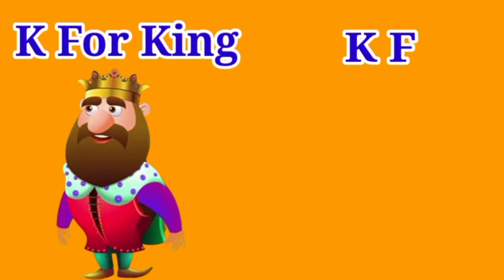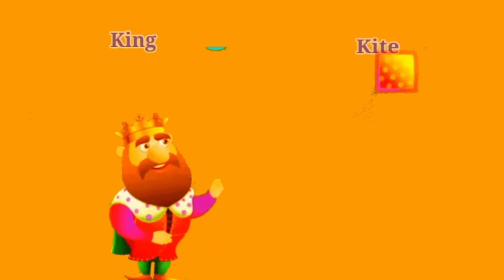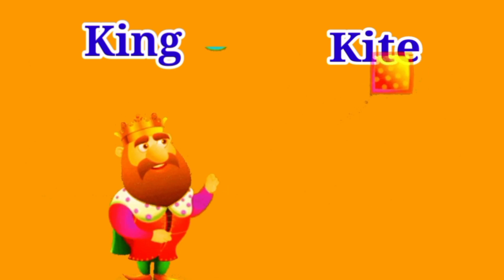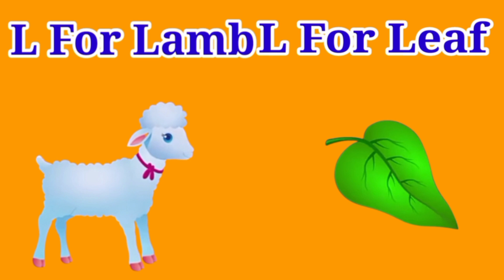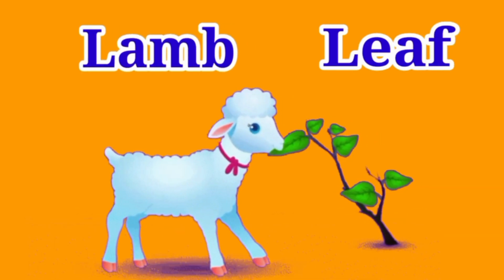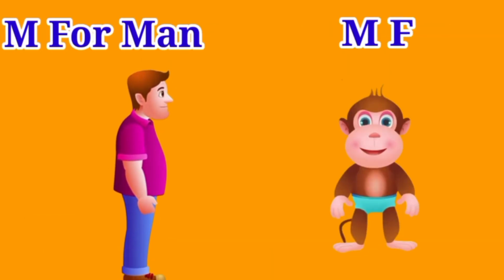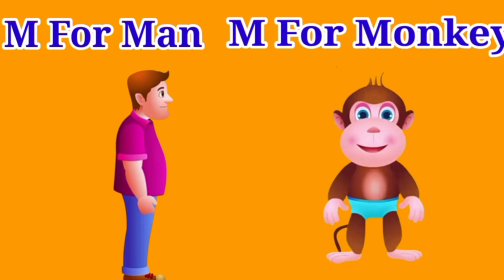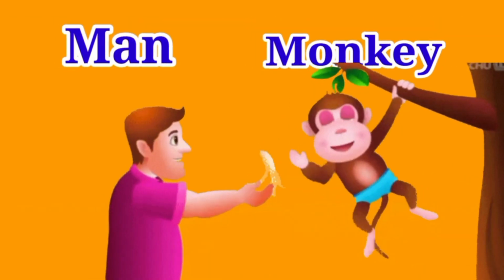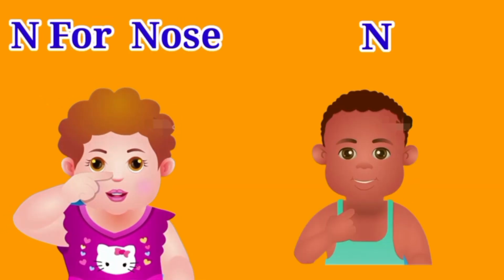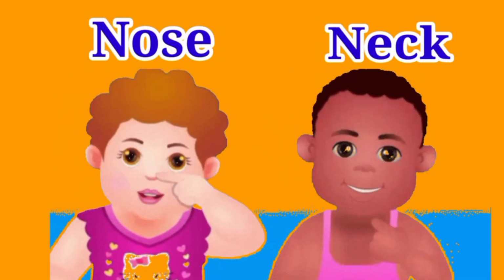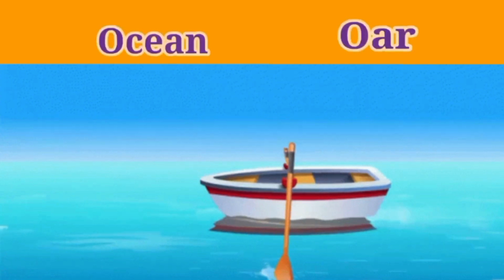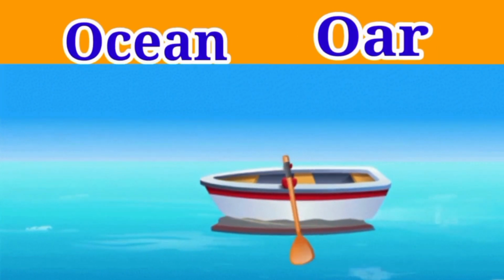K for king, K for kite, k k k. L for lamb, L for leaf, l l l. M for man, M for monkey, m m m. N for nose, N for neck, n n n. O for ocean, O for oar, o o o.